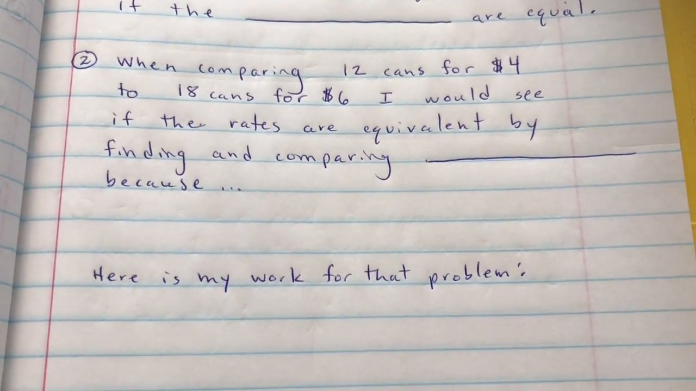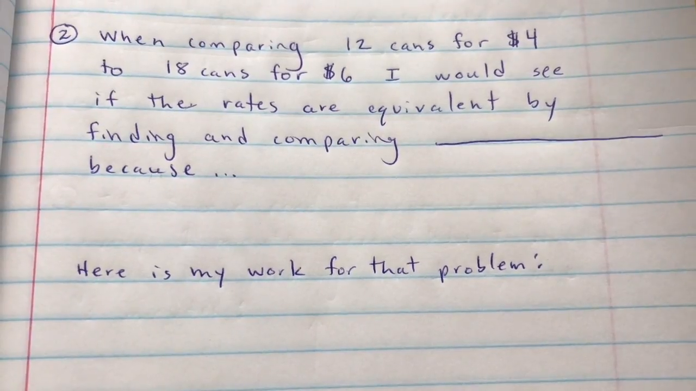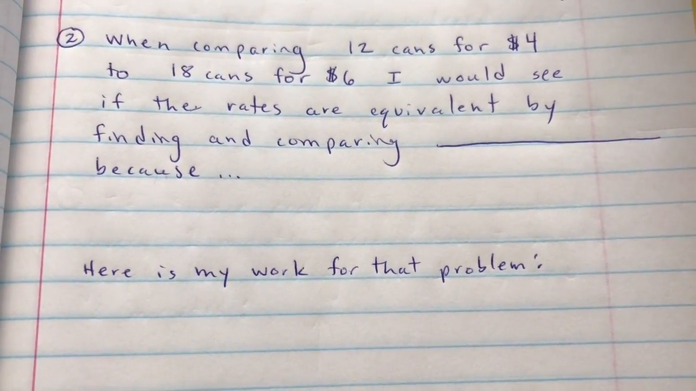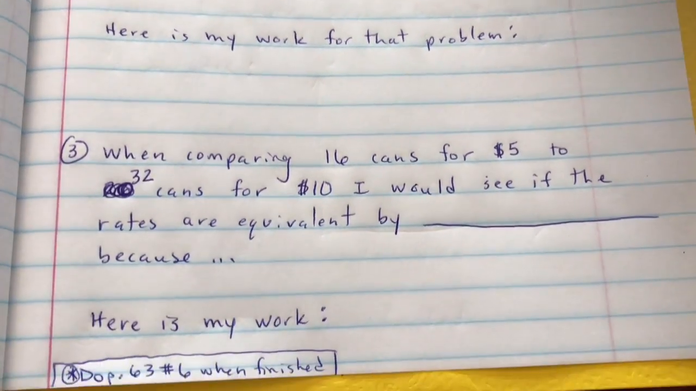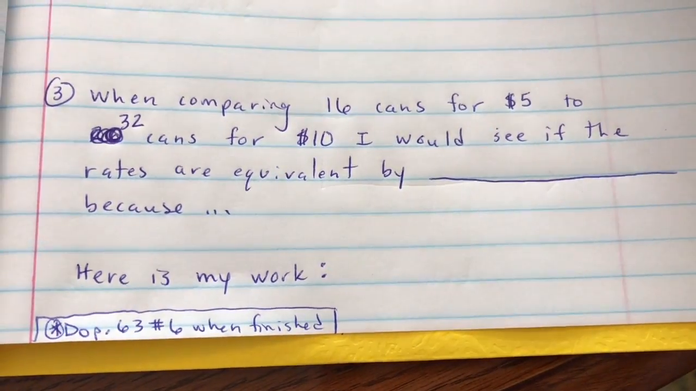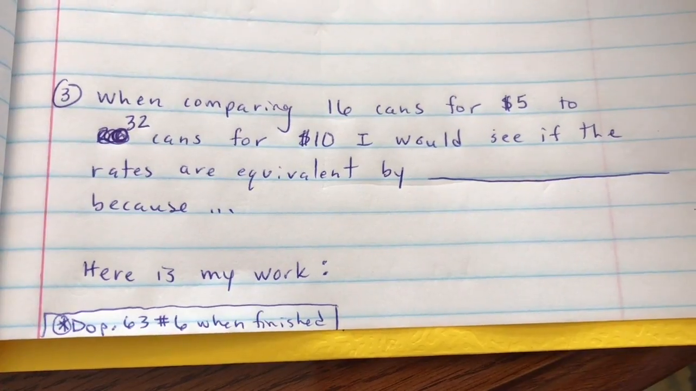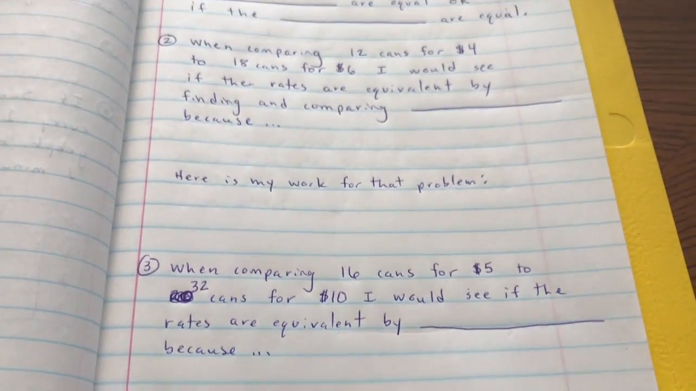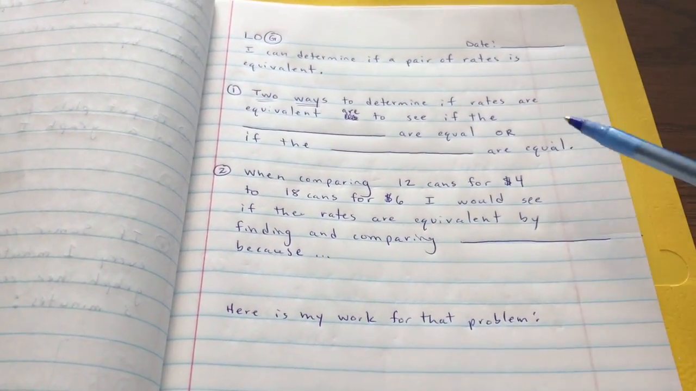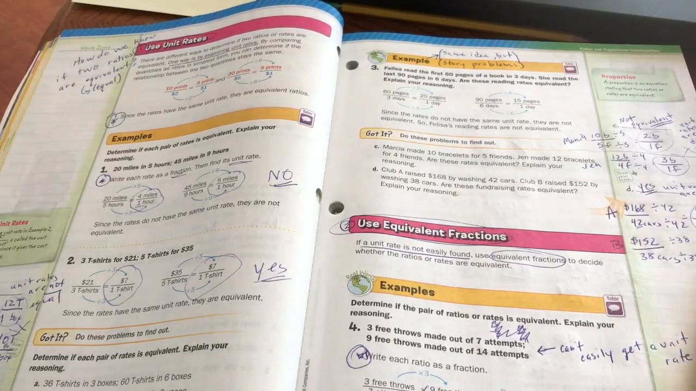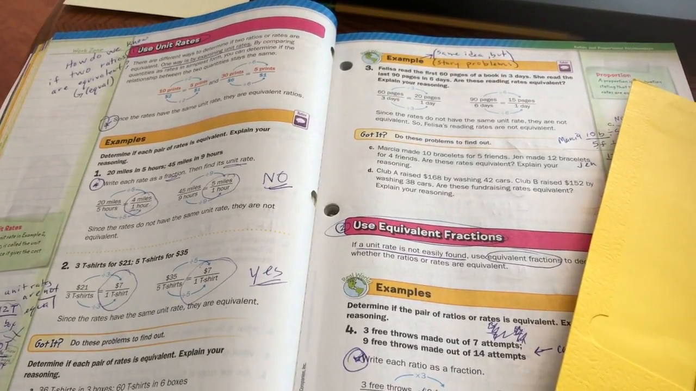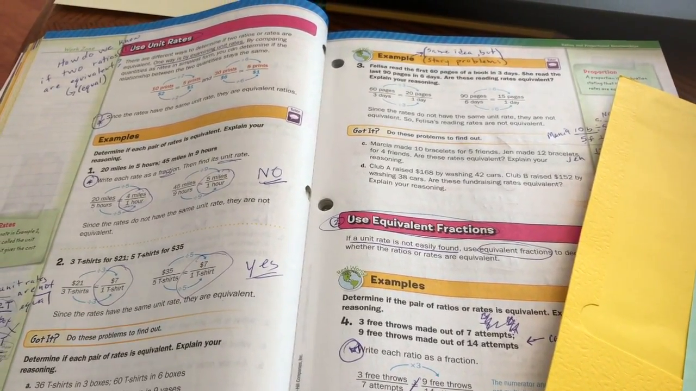Here's number 2. So pause it and copy down number 2. When you're ready, play it for number 3. And then here's number 3. Copy that down. Make sure you get it all filled out so your teacher can see it. If you don't remember the two ways, you can look back at page 60 and 61. Those were the two ways that we determined if ratios and rates are equivalent.